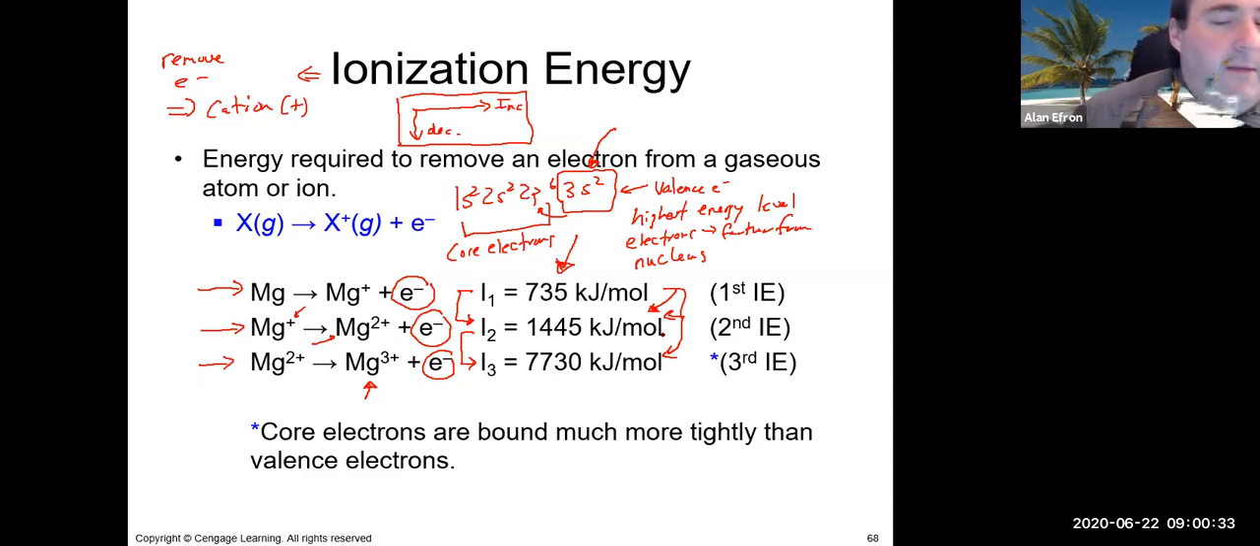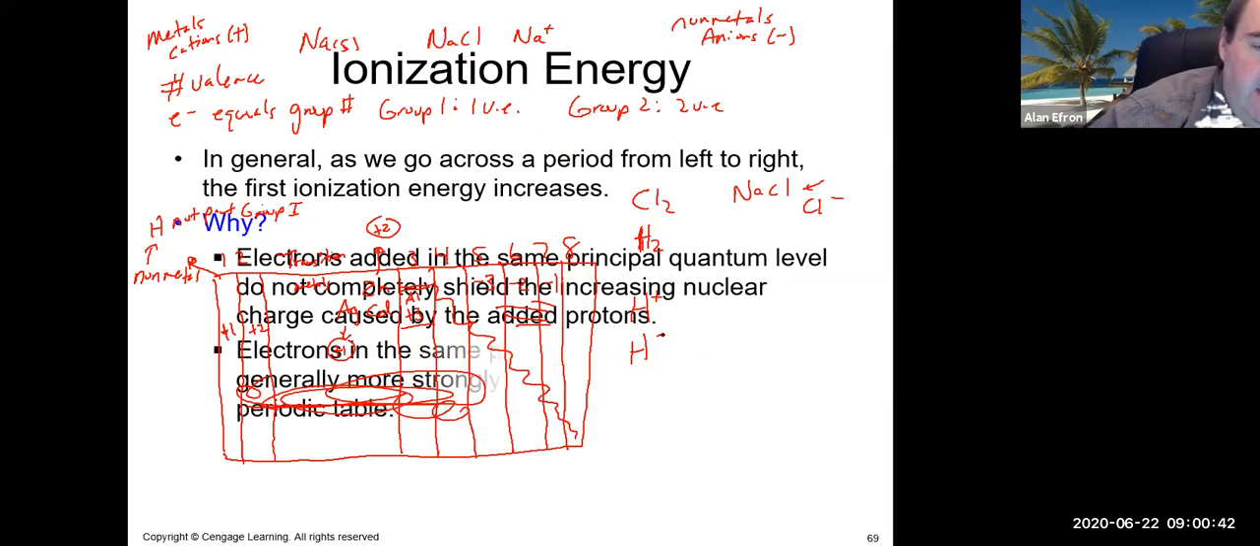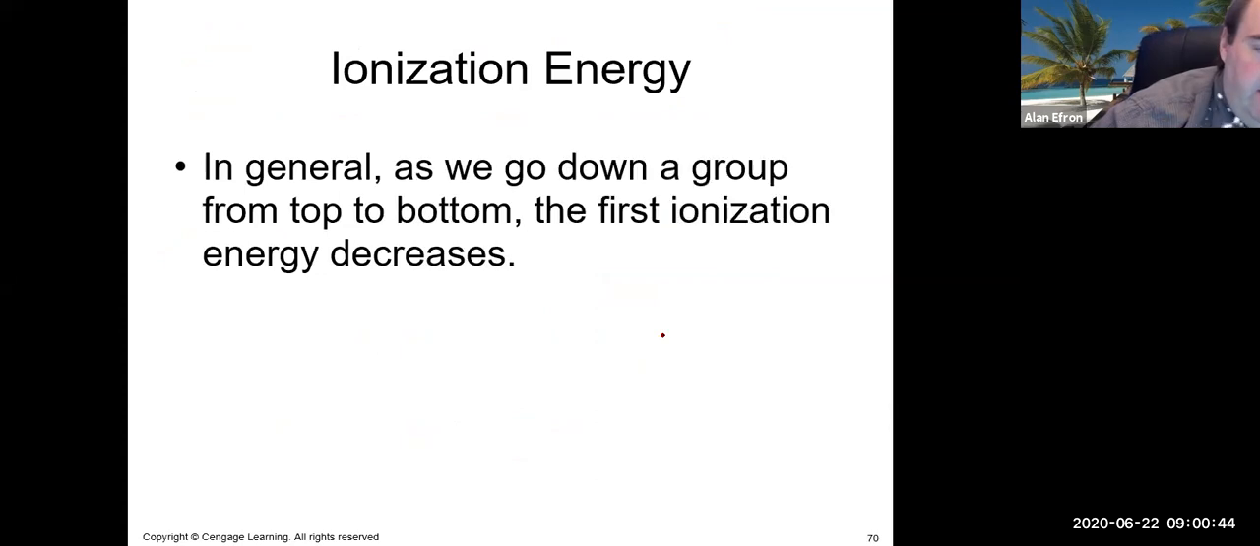And at some point, you will reach pretty much your core electrons, and you probably won't be able to remove those electrons at that point. Any questions on that there?